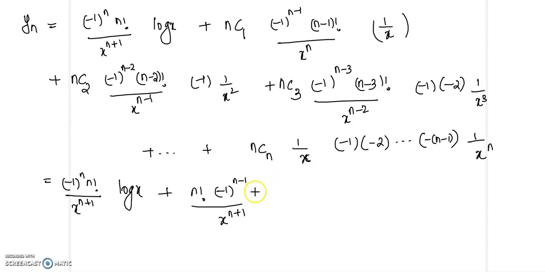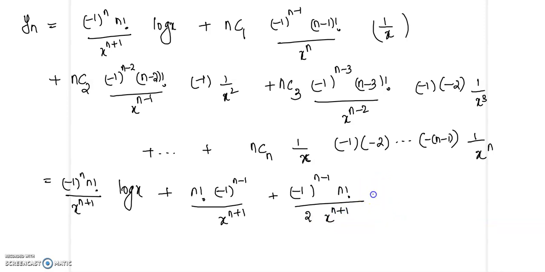And in the next term you have nC2 into n minus 2 factorial. Combining the minus signs, you will get minus 1 whole raised to n minus 1. Then nC2 is n into n minus 1, so n into n minus 1 into n minus 2 factorial again gives n factorial, by 2 in the denominator, and x raised to n minus 1 plus 2, combining the powers, so x raised to n plus 1.